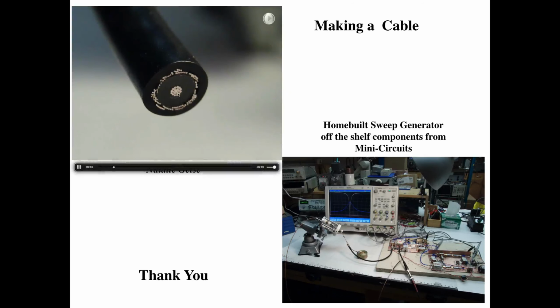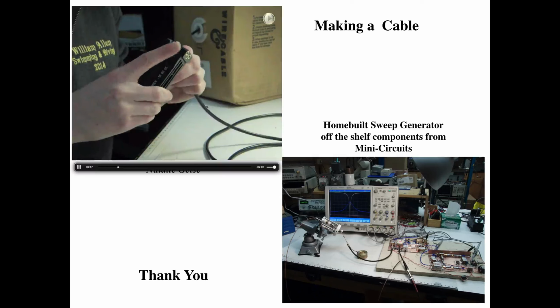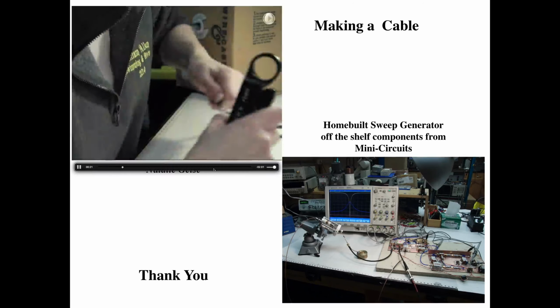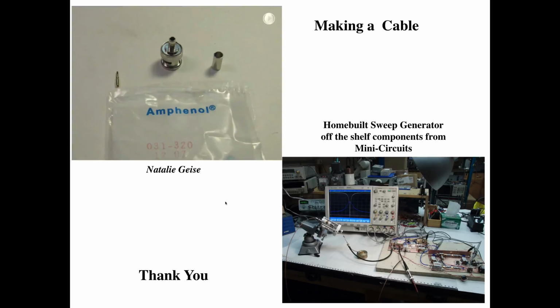Okay, and there's your coax, inner conductor, outer conductor. This is a tool to help strip the coaxial line. You've got to expose the braids and the inner conductor. It's very handy. It's worth every penny. Okay, so there you go. So now we've stripped the cable. There's the connectors we're going to put on.